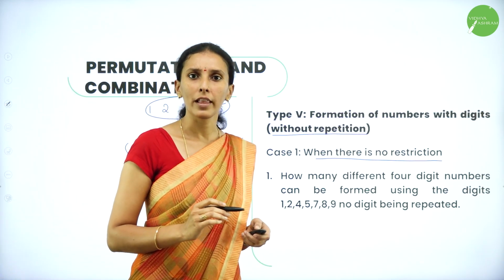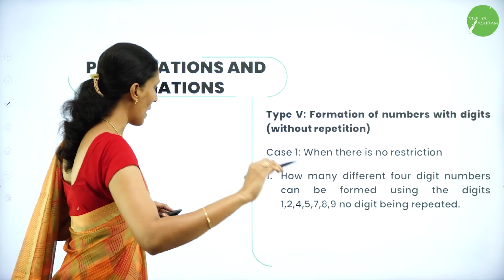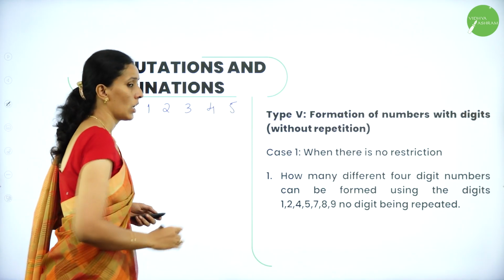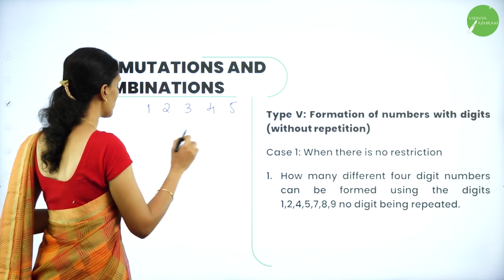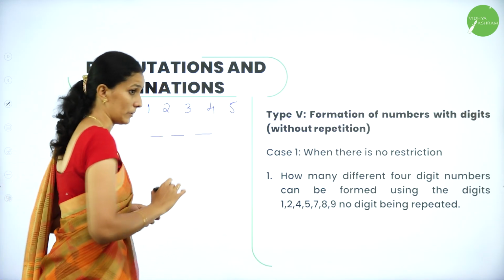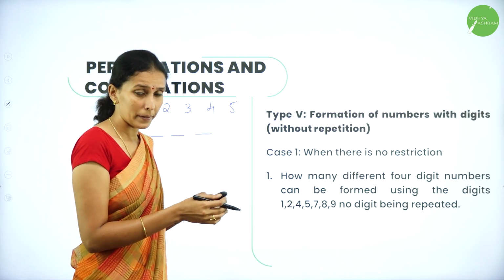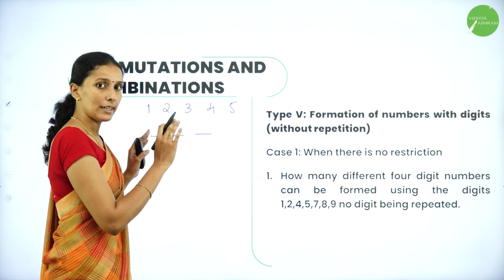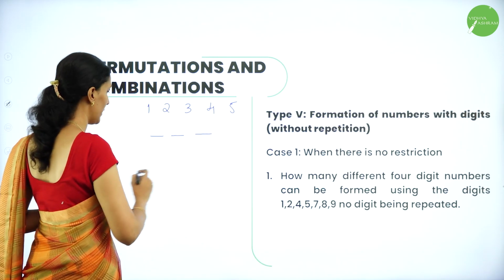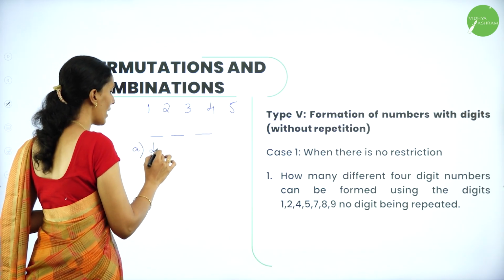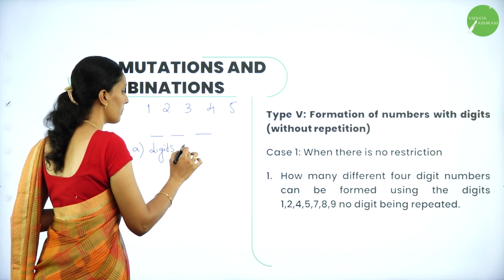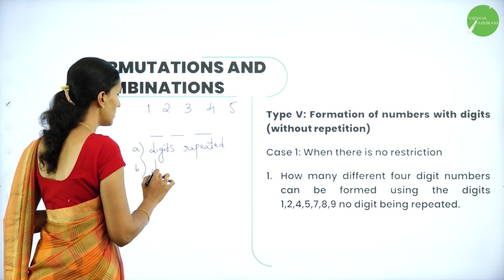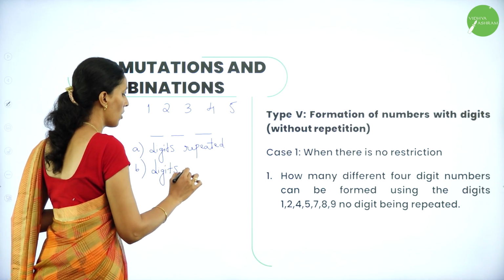What do you mean by restriction? Let me take an example now. The same example: 1, 2, 3, 4, 5. Now you are supposed to form 3-digit numbers. As I said, the digits can be repeated or the digits may not be repeated. Let us assume we are supposed to form a number where digits are not repeated. So these two things you must be very careful about: digits repeated, and second one, digits not repeated.